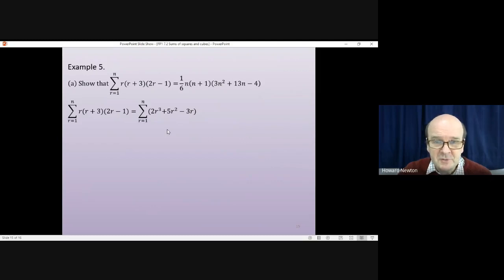Once you've got those 3 separate terms, you then write down 3 separate sums. So you have 2 times the sum of r cubed, 5 times the sum of r squared, and minus 3 times the sum of r. And from then on, you're just plugging in the formula and trying to plow your way to the answer. I'll let you try and do that. Good luck. I won't go through it.